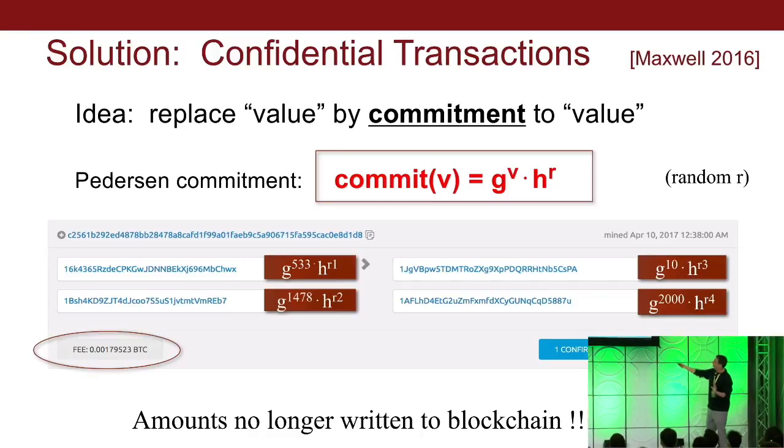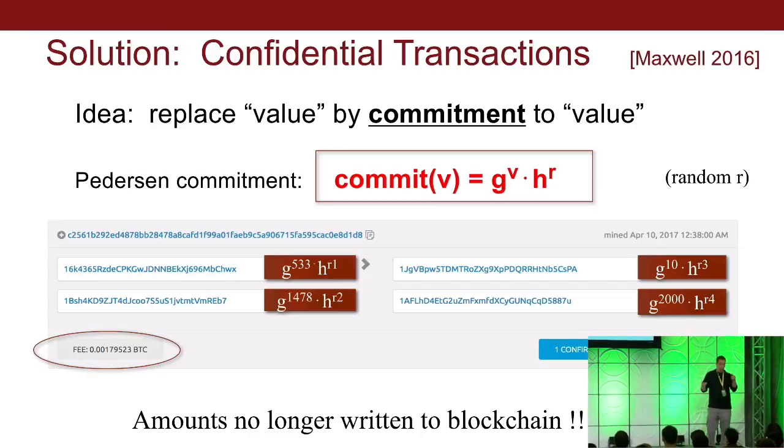So great. Now we have a blockchain where the amounts are hidden. By the way, it's interesting that the fees actually are still in the clear. So a miner can actually look and see how much they're going to be paid and decide which transactions they want to include in the block. But the amounts in the transaction are now completely hidden.